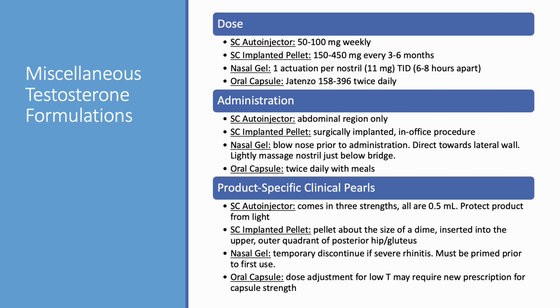And then the nasal gel, which would be given 3 times a day. It's important to blow your nose prior to administration of that medication, and then also direct it towards the back of the nose. And then the oral capsule would be given twice a day with a meal, and then can be adjusted based on those testosterone levels as well.